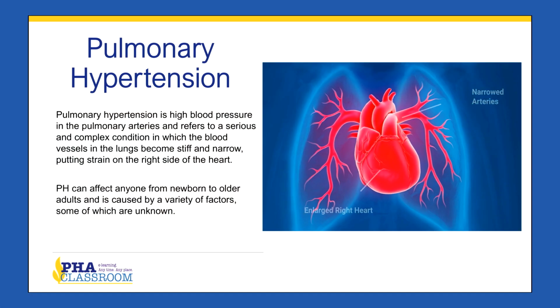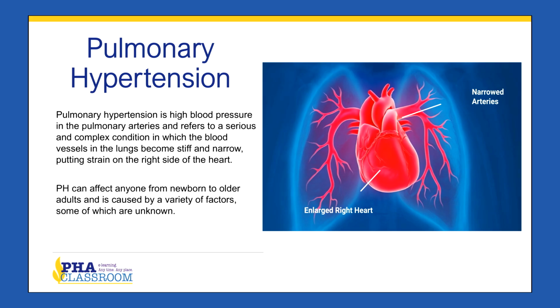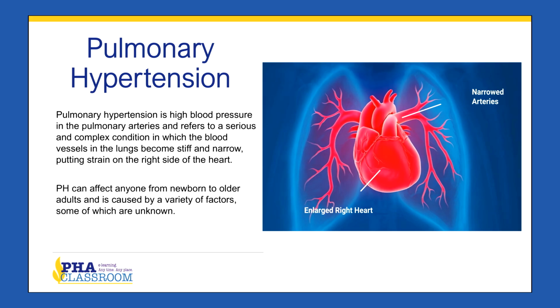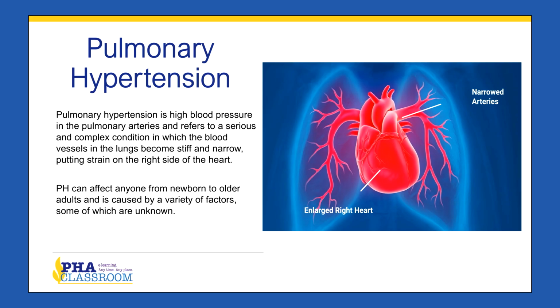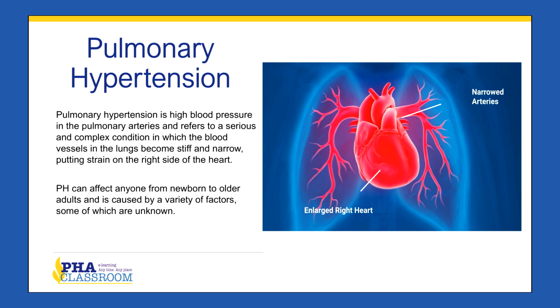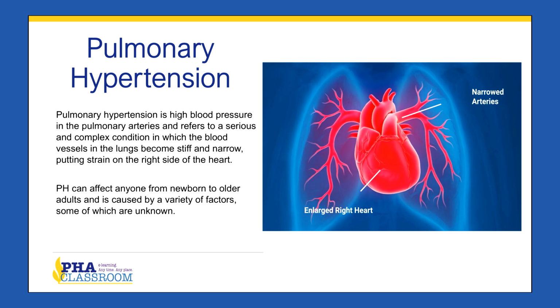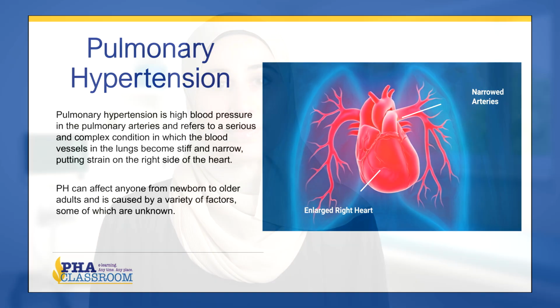So what is pulmonary hypertension? Well, pulmonary hypertension is high blood pressure in the pulmonary arteries and refers to a serious and complex condition in which the blood vessels in the lungs become stiff and narrow, putting strain on the right side of the heart. PH can affect anybody from newborn to older adults and is caused by a variety of factors, some of which are unknown. What is COPD, or chronic obstructive pulmonary disease?